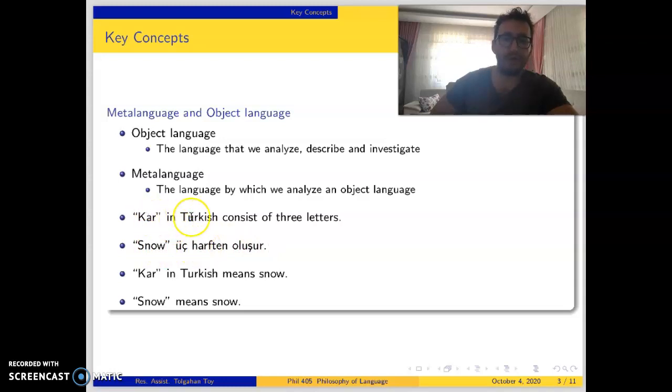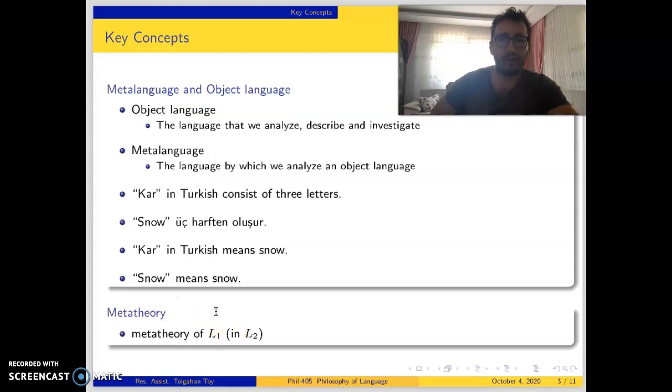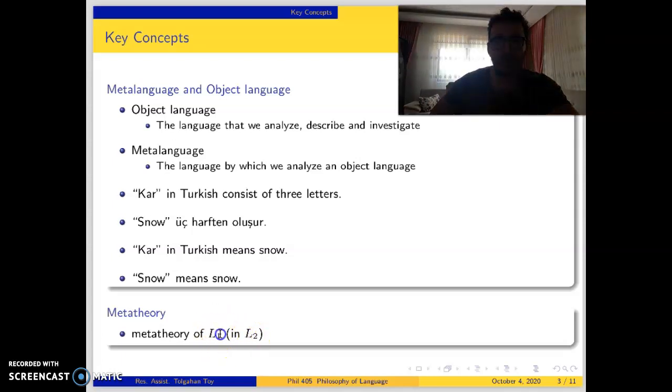If our object language and meta language are different languages like in these examples, then it is called a heterophonic theory. But if they are the same language, like "snow means snow," where both object language and meta language are English, then it is called a homophonic theory. A theory of, let's say, Turkish in English is called a metatheory of Turkish in English. L1 stands for the object language and L2 stands for the meta language. So a theory consists of sentences like these ones.